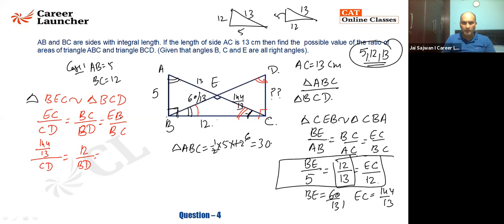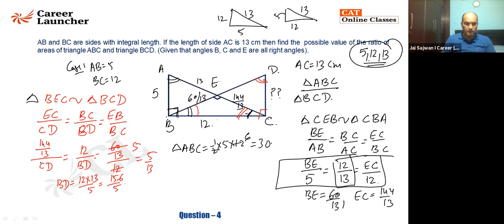Let's talk about EB. What is the ratio of EB? EB is coming out to be 60 by 13. How much is BC? BC is 12. I'll say the ratio of this is 5 by 13. You can see 12 5s are 60. 5 by 13 is the ratio. Can I say BD will come out to be 12 into 13 by 5? That is 156 by 5. This will be the ratio.